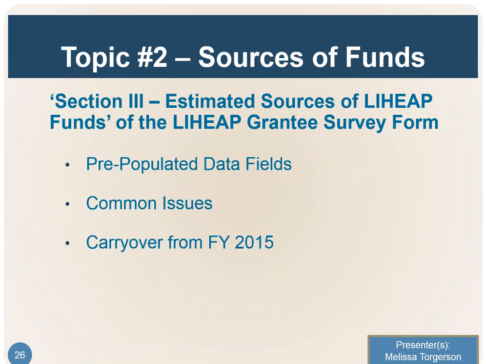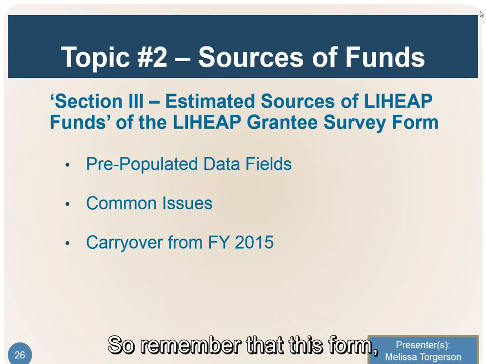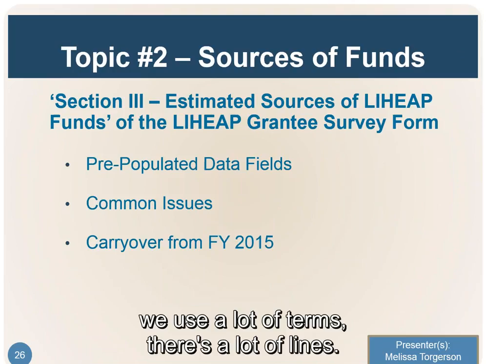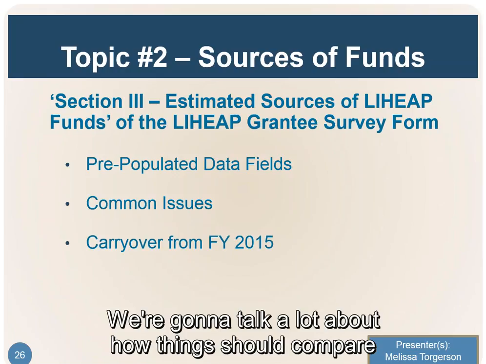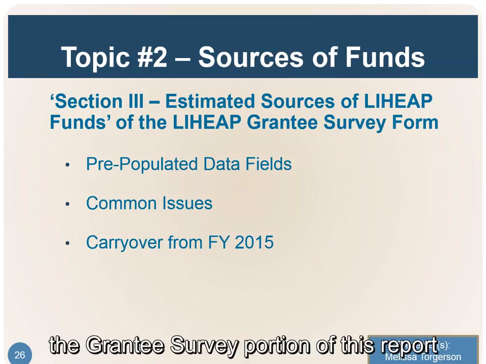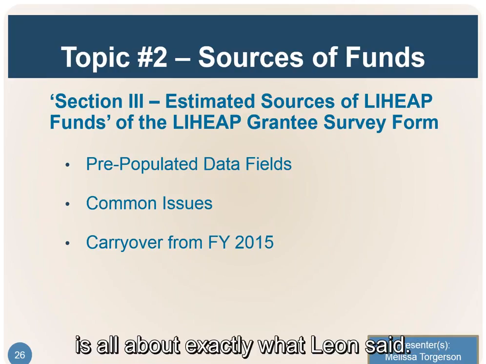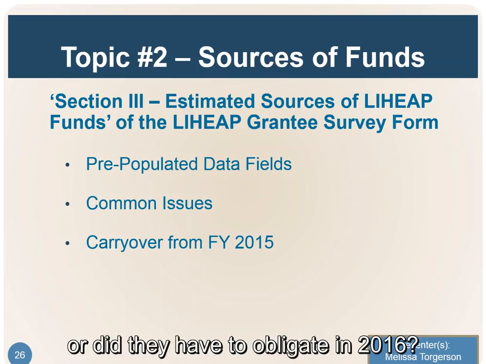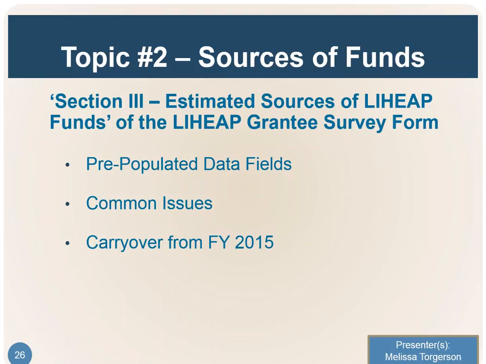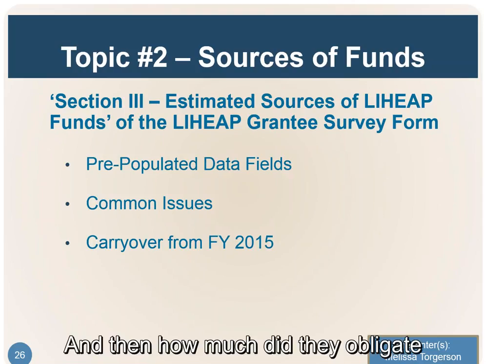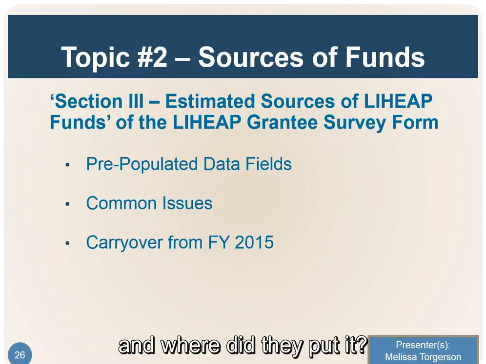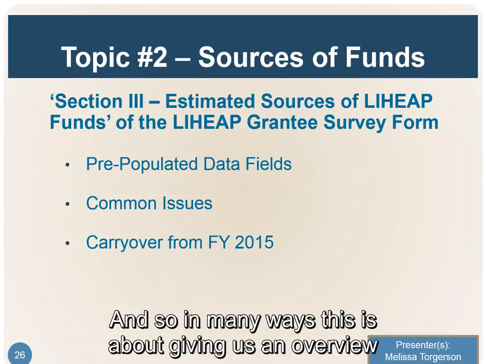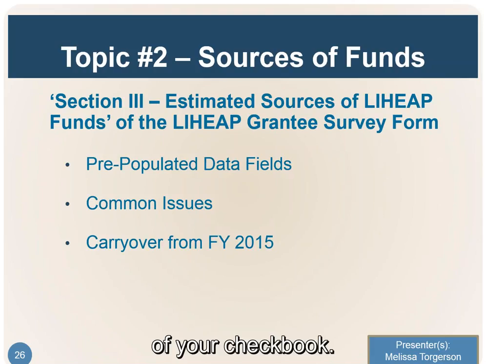So remember that this form, we use a lot of terms. There's a lot of lines. We're going to talk a lot about how things should compare to other reports, but at the end of the day, the Grantee Survey portion of this report is all about exactly what Leon said. How much money was the state allocated for LIHEAP, or did they have to obligate in 2016? And then how much did they obligate and where did they put it? And so in many ways this is about giving us an overview of your checkbook.